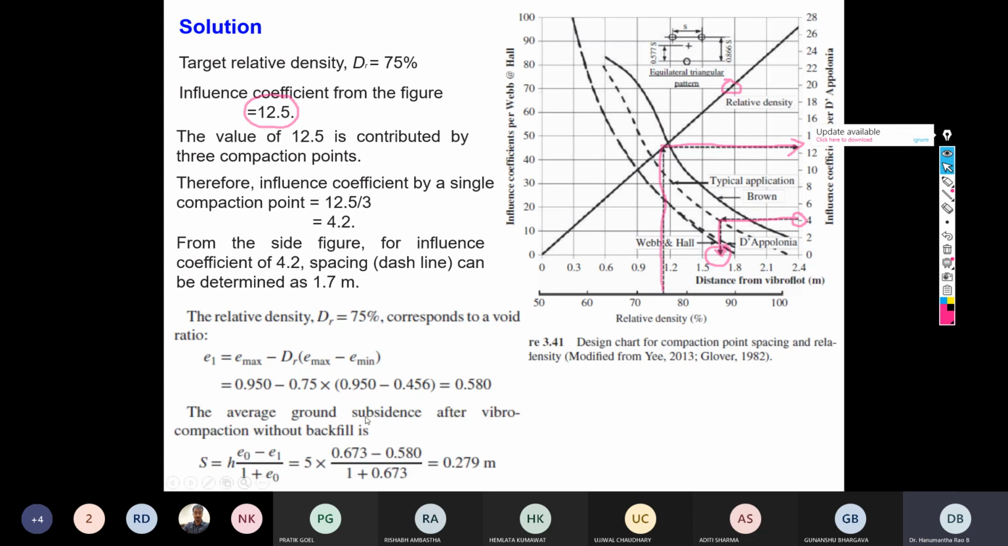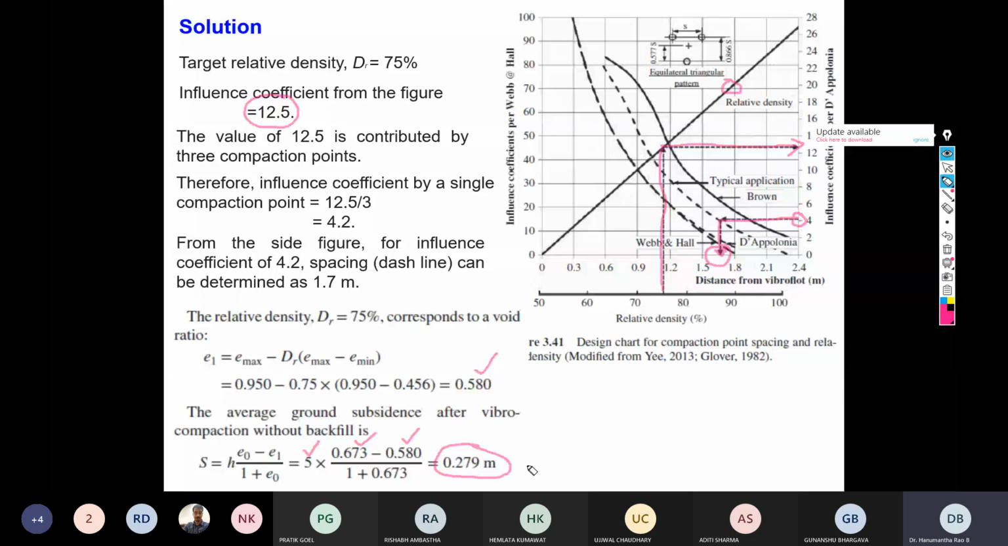So we know the equation relating the subsidence with the overall depth of the improvement, that is S by H is equal to E0 minus E1 by 1 plus E0. So here the total improvement depth is 5 meter. E0 is the initial void ratio that has been given as 0.673, and the final void ratio required for relative density of 75% is 0.58. Substitute all the numerals and calculate the probable subsidence. So the probable subsidence is 0.279 meter, approximately 1 feet.